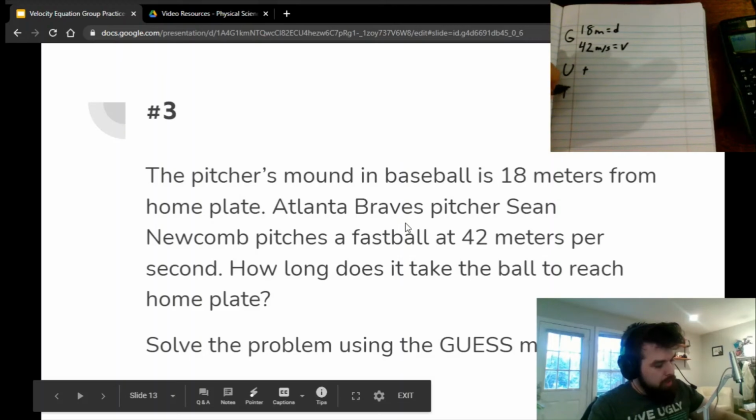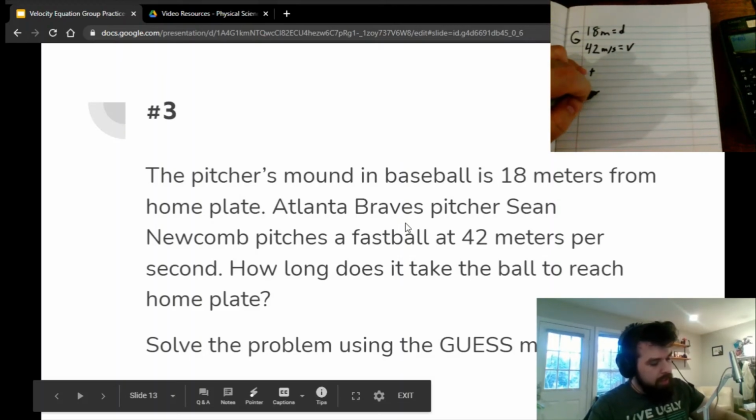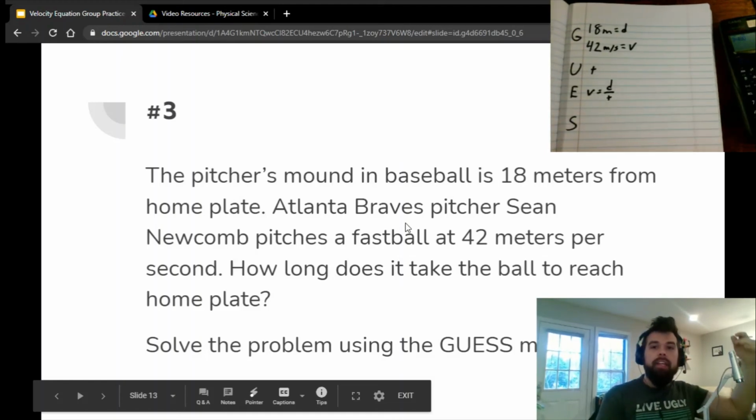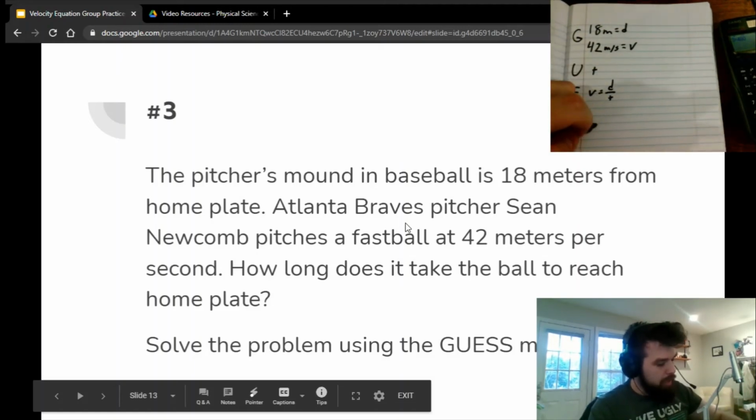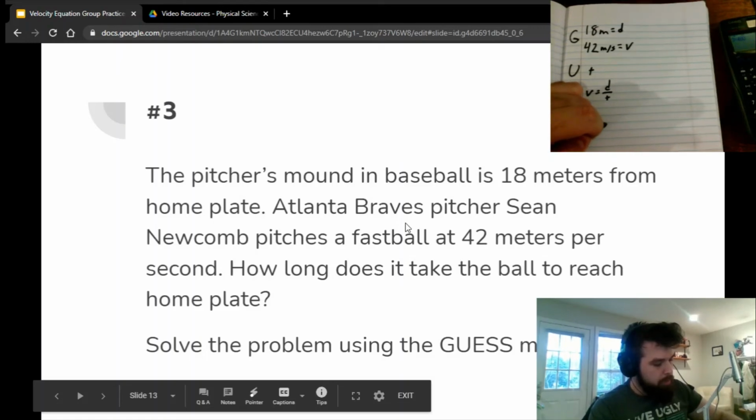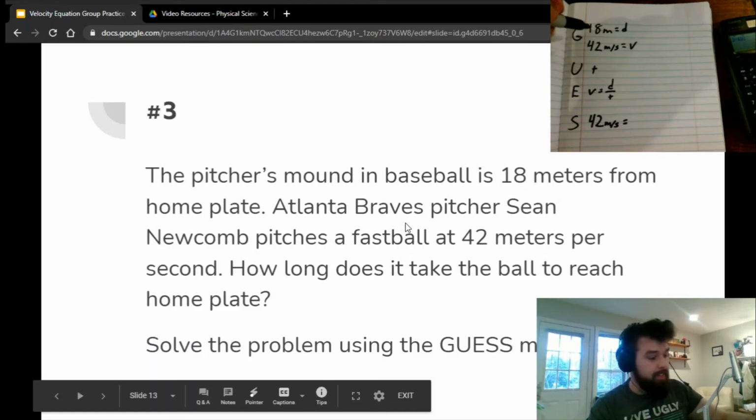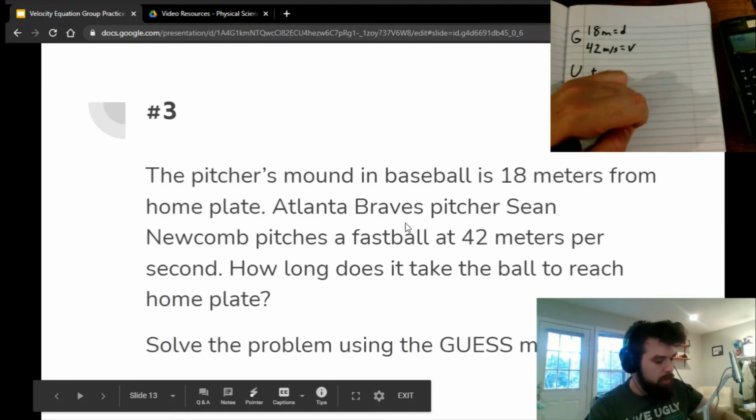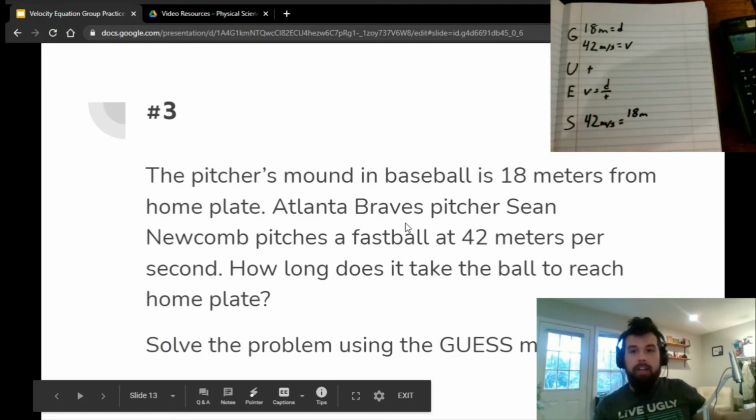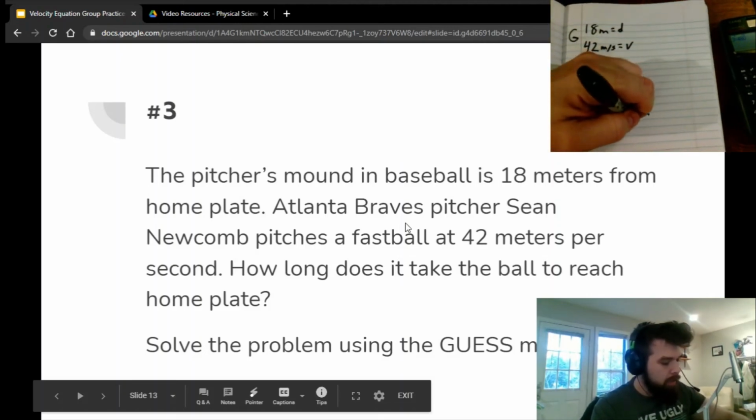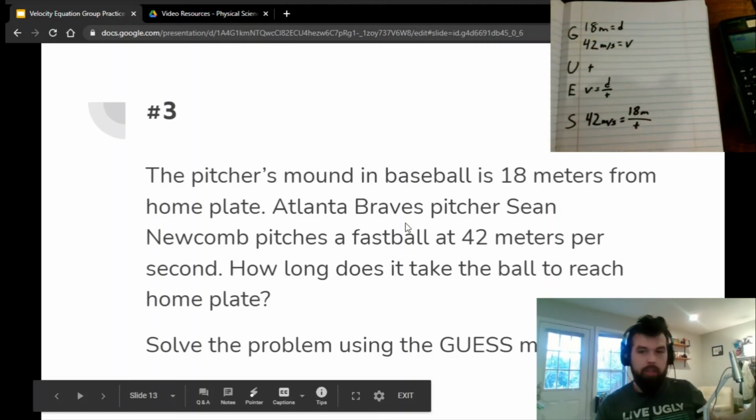The equation that I'll use is V equals D over T. And now I'll substitute in the given values for those variables. So I know velocity is 42 meters per second. I know that my distance is 18 meters. And I know that time is what I'm looking for. So now I just need to solve.